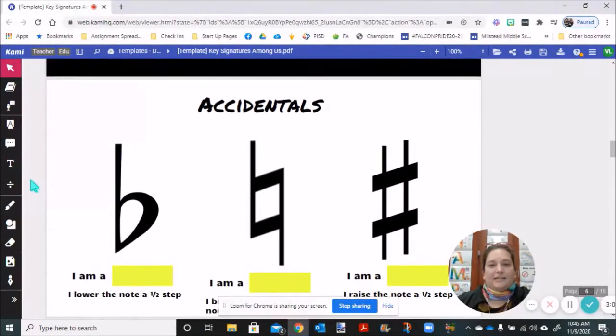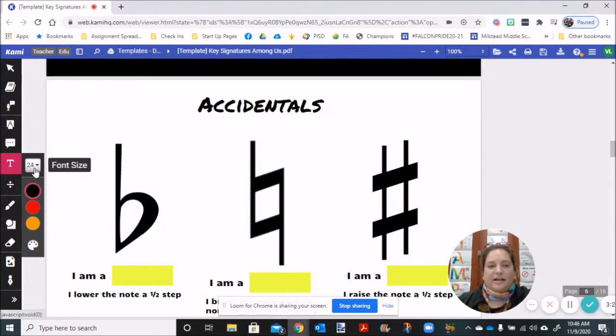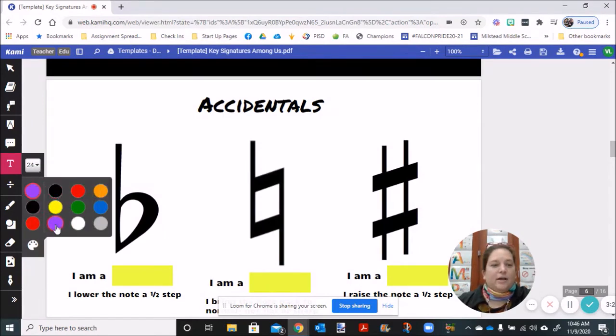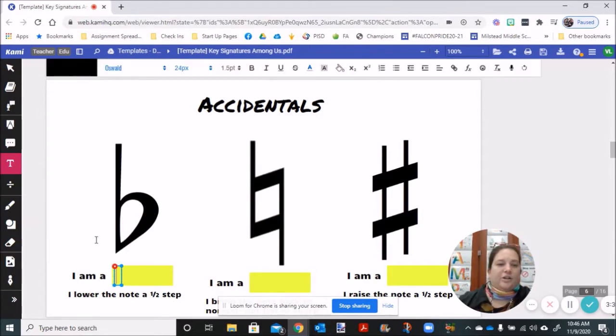Now, let's talk about accidentals. What are the accidentals? These are the three accidentals that we have in music. I want you to go to the left-hand side, click on the T, get your text box. You can choose whatever size you want, whatever color you want, and whatever font you want. I'm going to do purple today. I want you to click in the first box, which is under this first symbol.